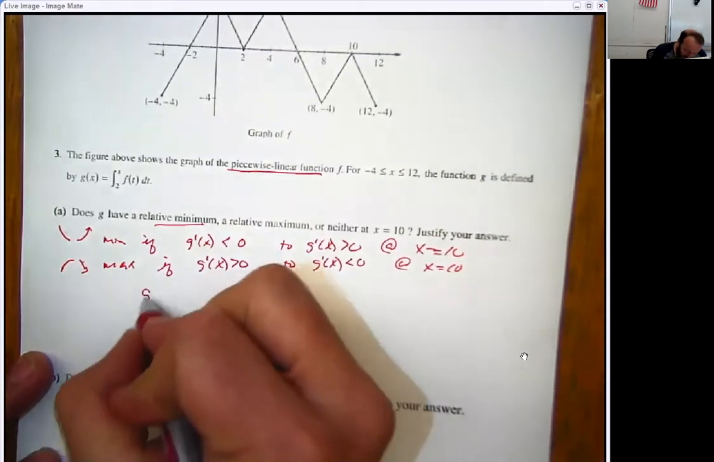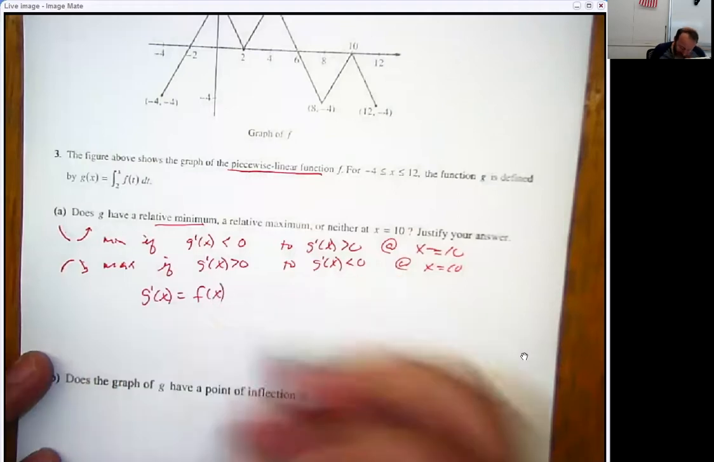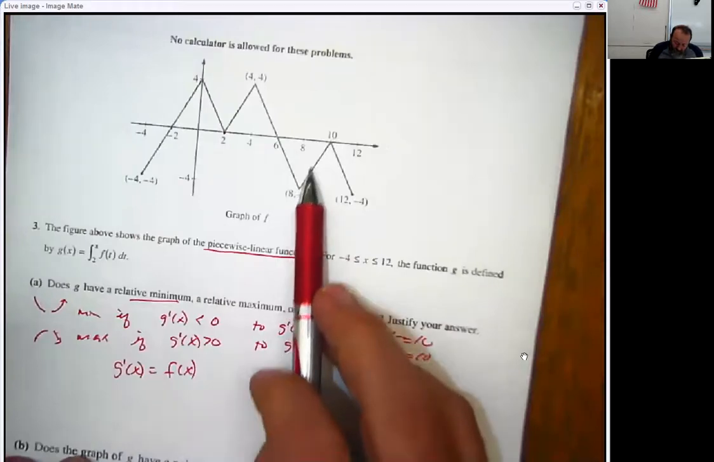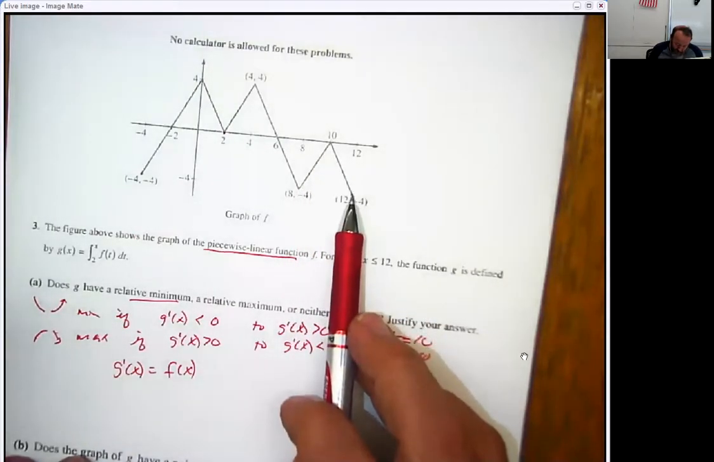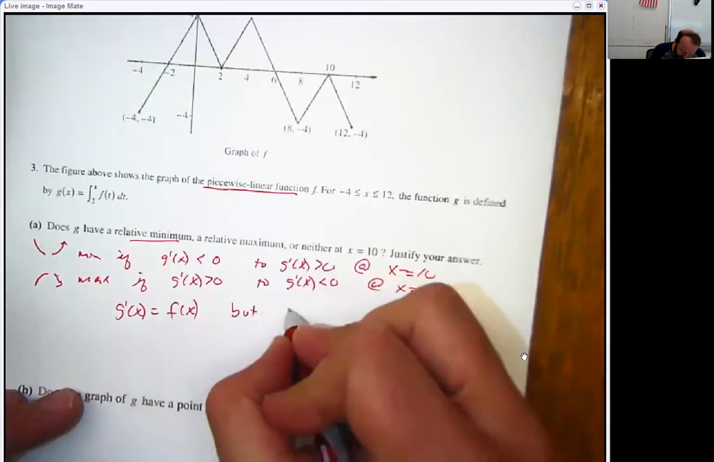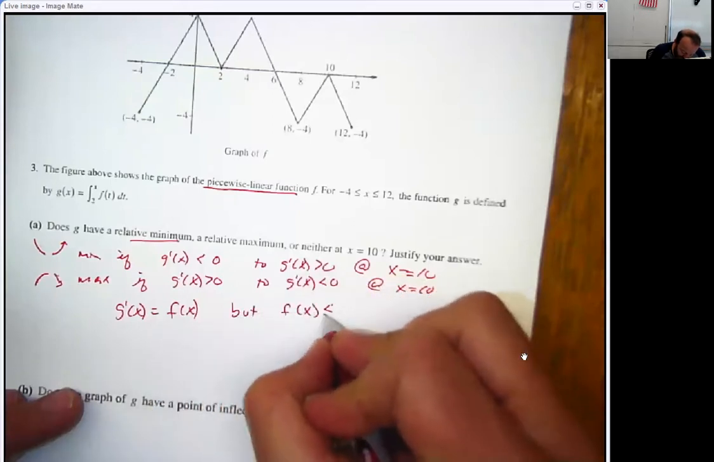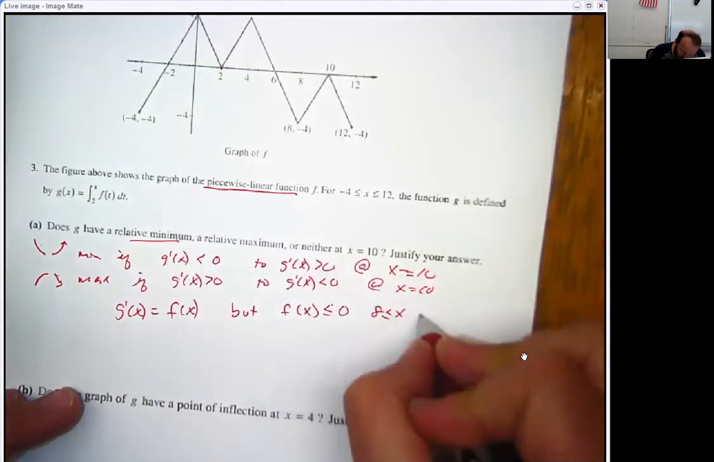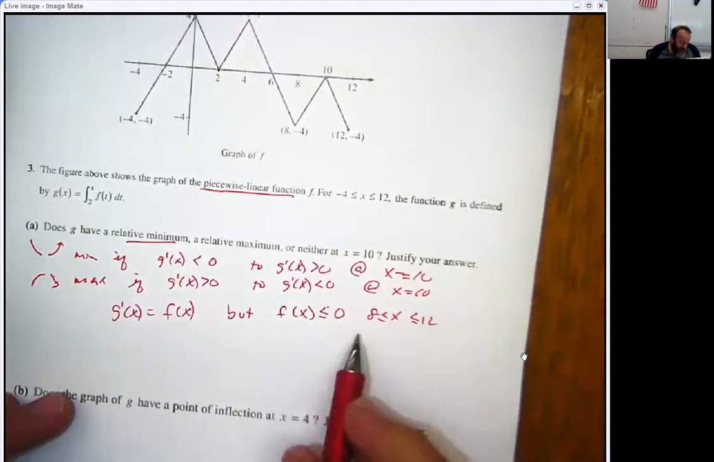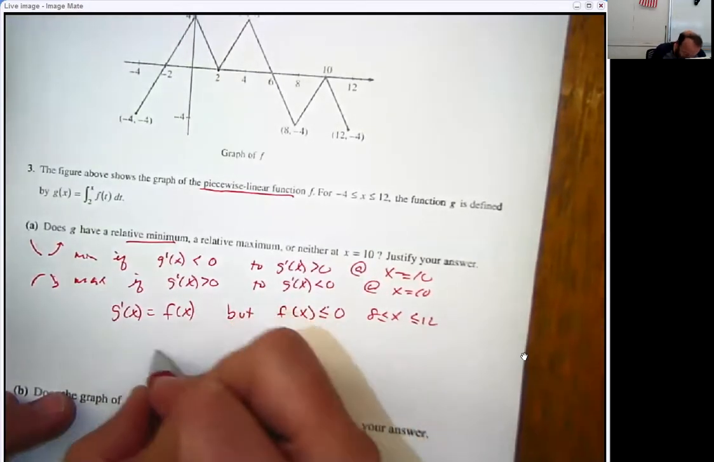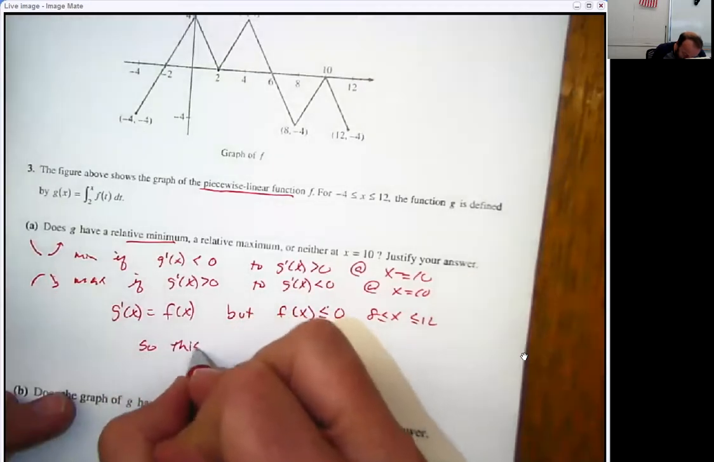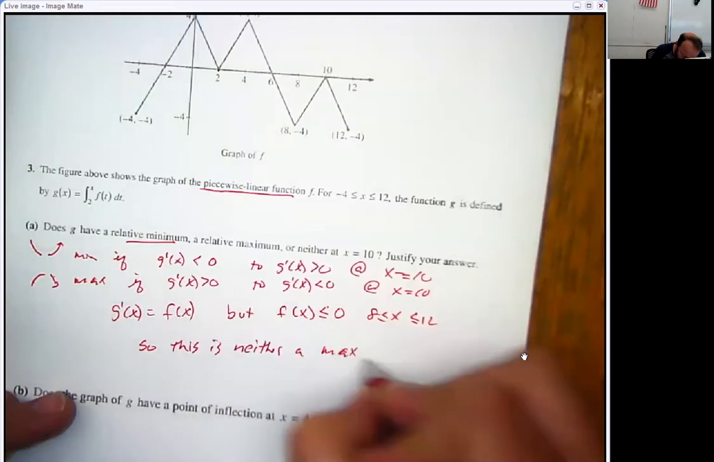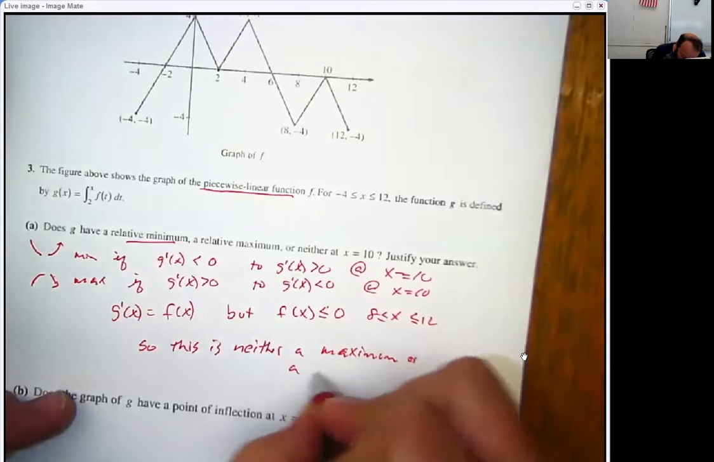However, g prime of x is f of x, and what I notice is at the number 10, all of the values here are negative. But f of x is less than or equal to 0 for all values of x between 8 and 12, isn't it? So it would have had to change signs, and it never does. So this is neither a max nor a min.